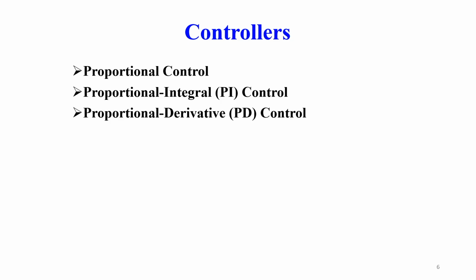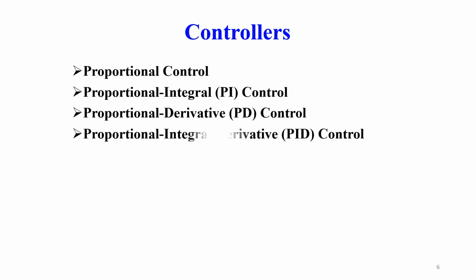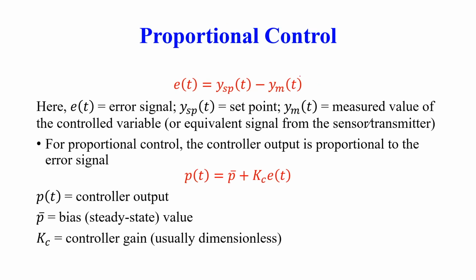Now, what are the different types of controllers which are applied for this purpose to minimize the error? They are proportional, proportional integral, proportional derivative, proportional integral derivative control, and on-off control. So, this we have already discussed. The error signal E(t) is defined as set point minus measured value of the controlled variable. Now, for the proportional control, what it says is the controller output is proportional to the error signal.